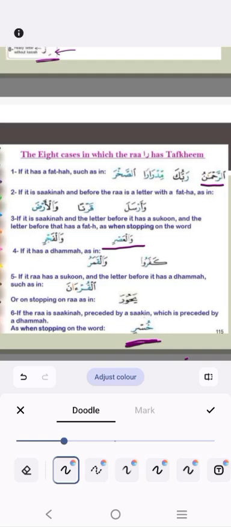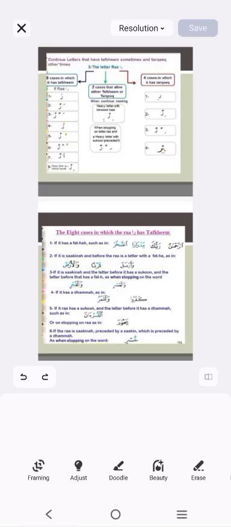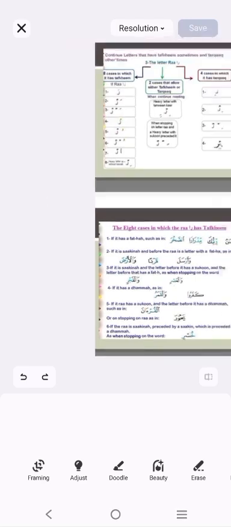And the letter before it is having sakin, seen. And the letter before it is having dhamma. Khusr, khusr. Like that, we will make this ra heavy when stopping here. And this is the sixth condition. Let us see the next conditions.